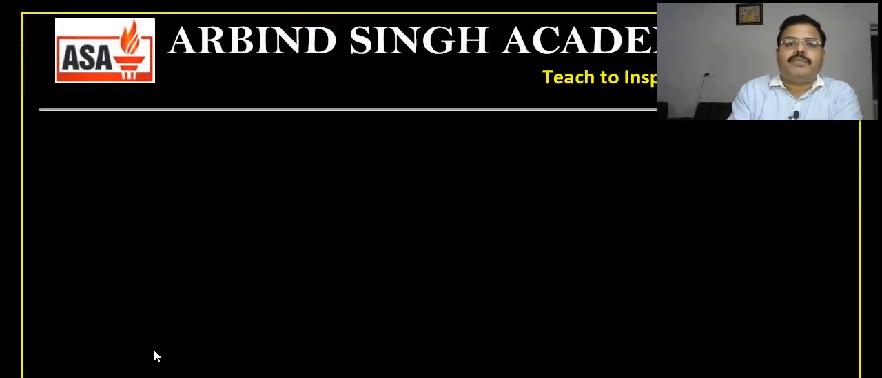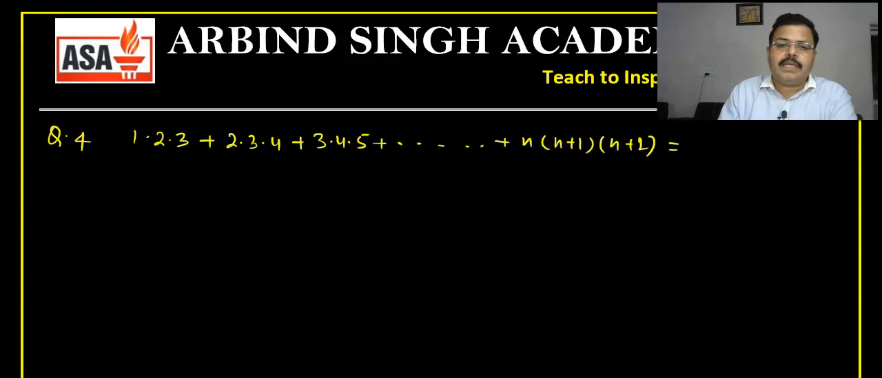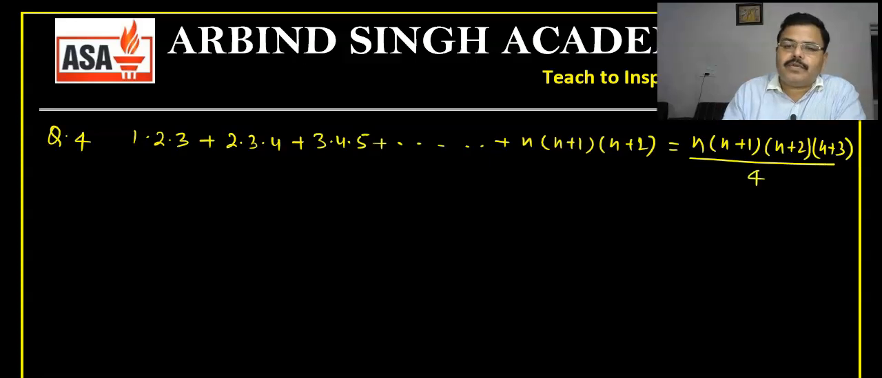So now let us discuss question number 4. The first 3 questions we had discussed already, and now this is question number 4: 1 into 2 into 3 plus 2 into 3 into 4 plus 3 into 4 into 5 up to n into (n plus 1) into (n plus 2) is equal to n into (n plus 1) into (n plus 2) into (n plus 3) divided by 4. This is what you need to prove.